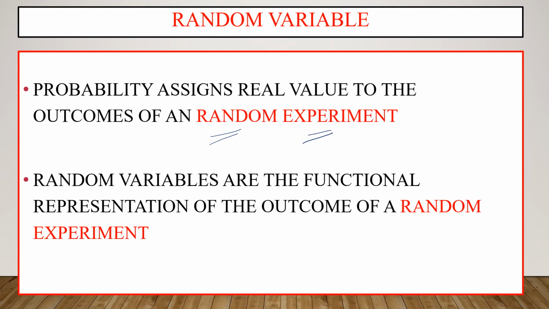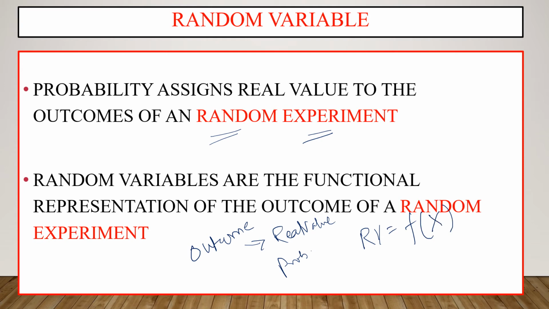That means there is an outcome. Okay, so there is an outcome. This outcome is assigned a real value, and this real value is assigned with the help of probability. Then what is random variable? Random variable is the functional representation of the outcome. Okay, have you understood it? There is an outcome, there is a real value given to the outcome with the help of probability, and random variable is the functional representation of that outcome.